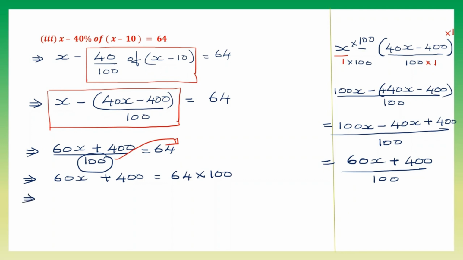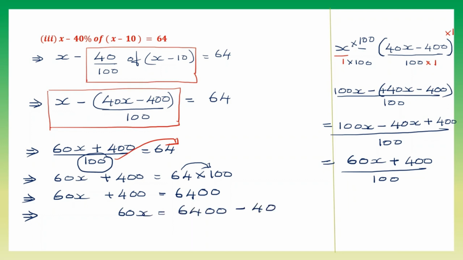So now let's do that. 60x plus 400 is equal to 64 into 100. Let me multiply 64 into 1. 64 into 1 is 64. Now add the two zeros. So 6400. Now let's find the value of 60x. So 60x will be 6400 minus 400. How did we get that minus 400? We have transposed this plus 400 to the right hand side. It's become minus 400.